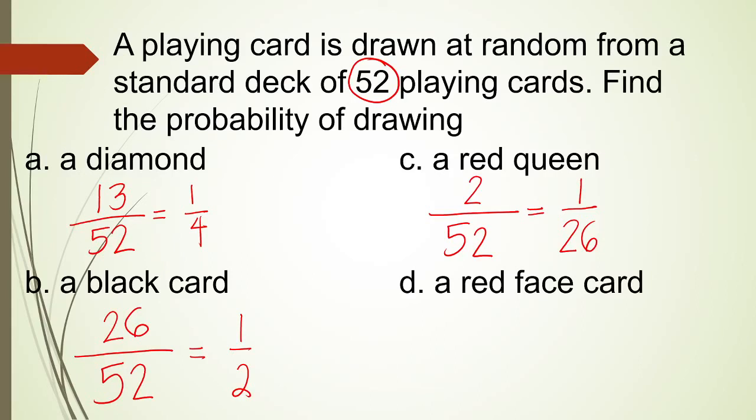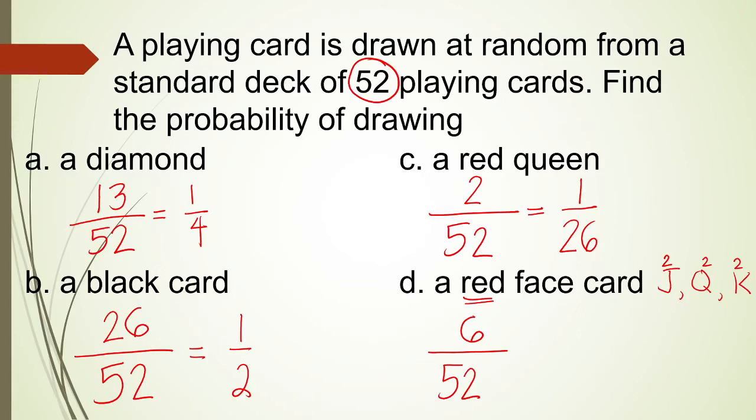A red face card. 52 gihapon. Nganong 4 man inyong gibutang sa red face card? What are face cards? Okay, Jack, Queen, ug King. Nya, red man na. Pila ka red nga Jack? Pila ka red na 6 in all. Correct. Kay duha man ka red nga Jack, duha ka red nga Queen, duha ka red nga King. Okay, tagduha-duha man na sila.